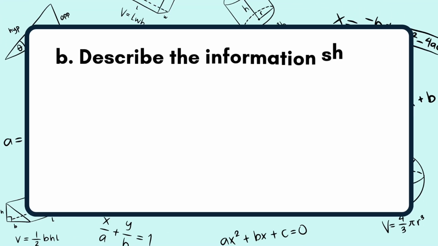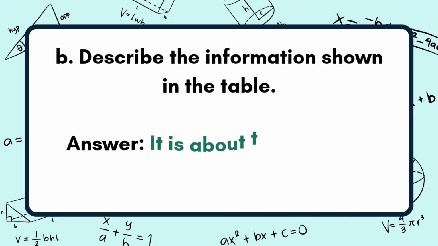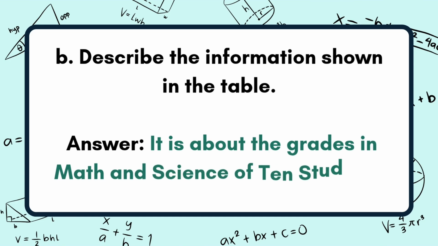Okay, so letter B, describe the information shown in the table. Answer: it is about the grades in math and science of 10 students.